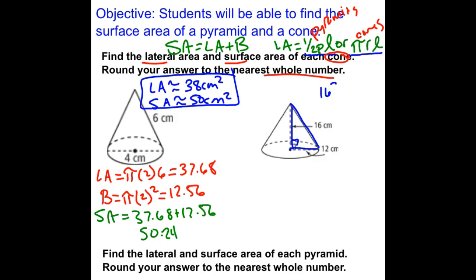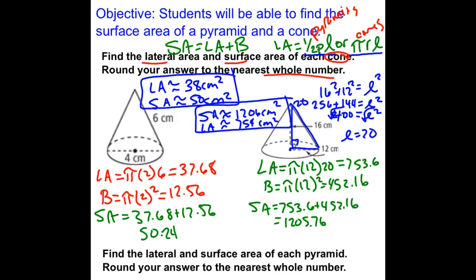I would go 16 squared plus 12 squared equals that slant height squared, I call it L. I get 256, that's 16 squared, 144 is 12 squared. Add them together, we get 400 is our slant height squared. Take our square roots, and our slant height is 20. And now that you have that 20, you should be able to finish that one up. Why don't you try to pause the video here and do so.